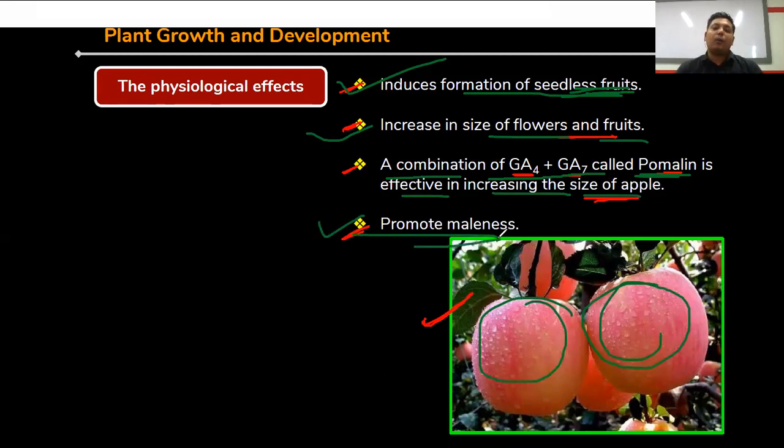So in case of auxin, already I have told you about the function of auxin. They are mainly involved in promoting femaleness in case of monocot and maleness in case of dicot. But in case of gibberellic acid, they are mainly promoting the maleness of the plants.